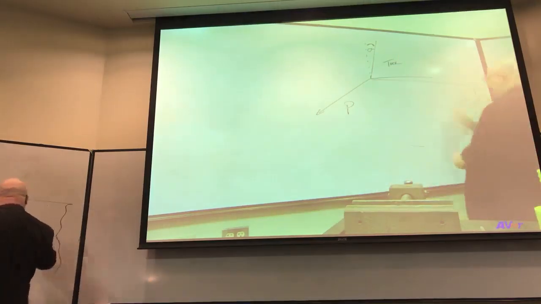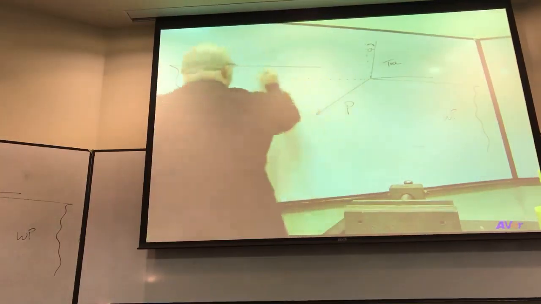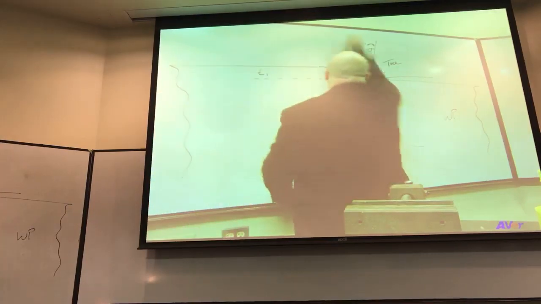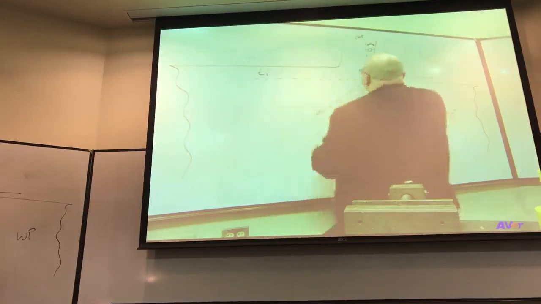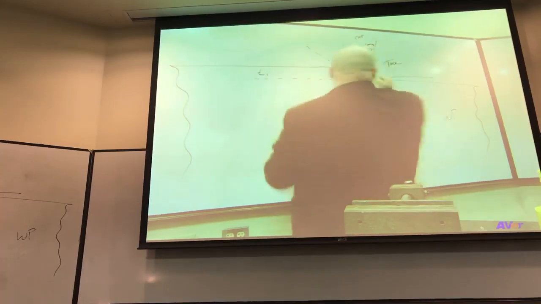Here's our workpiece. Our starting surface is coming from over here, right? And so if I do this, here's my T1. Here's my chip, right? It's sliding along that rake face. Here's my shear angle, or here's my shear plane in and out like this.